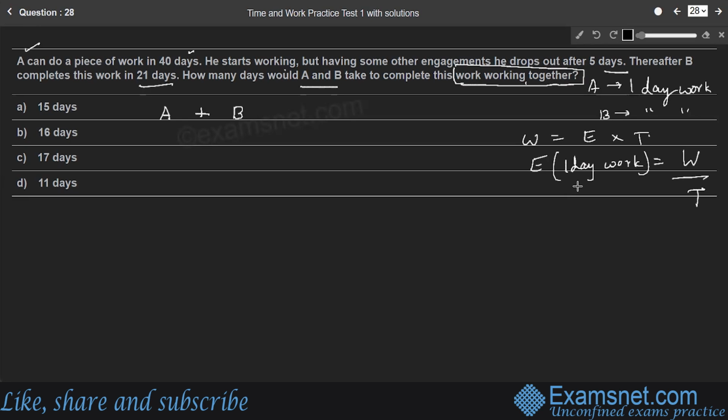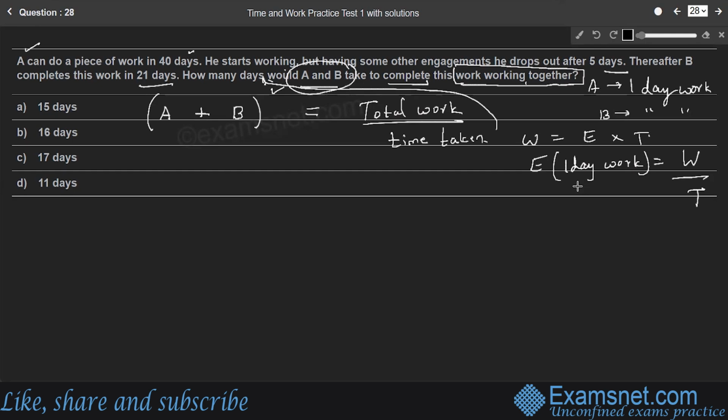Here, we need to find the time taken by A and B to complete the total work if they start working together. Therefore, the sum of their efficiencies is always total work divided by the time taken to complete the total work. Right? So this is how you can calculate the number of days taken by A and B. For that, we need total work and the sum of the efficiencies, or sum of 1 day works, of A and B. Let us go one by one.